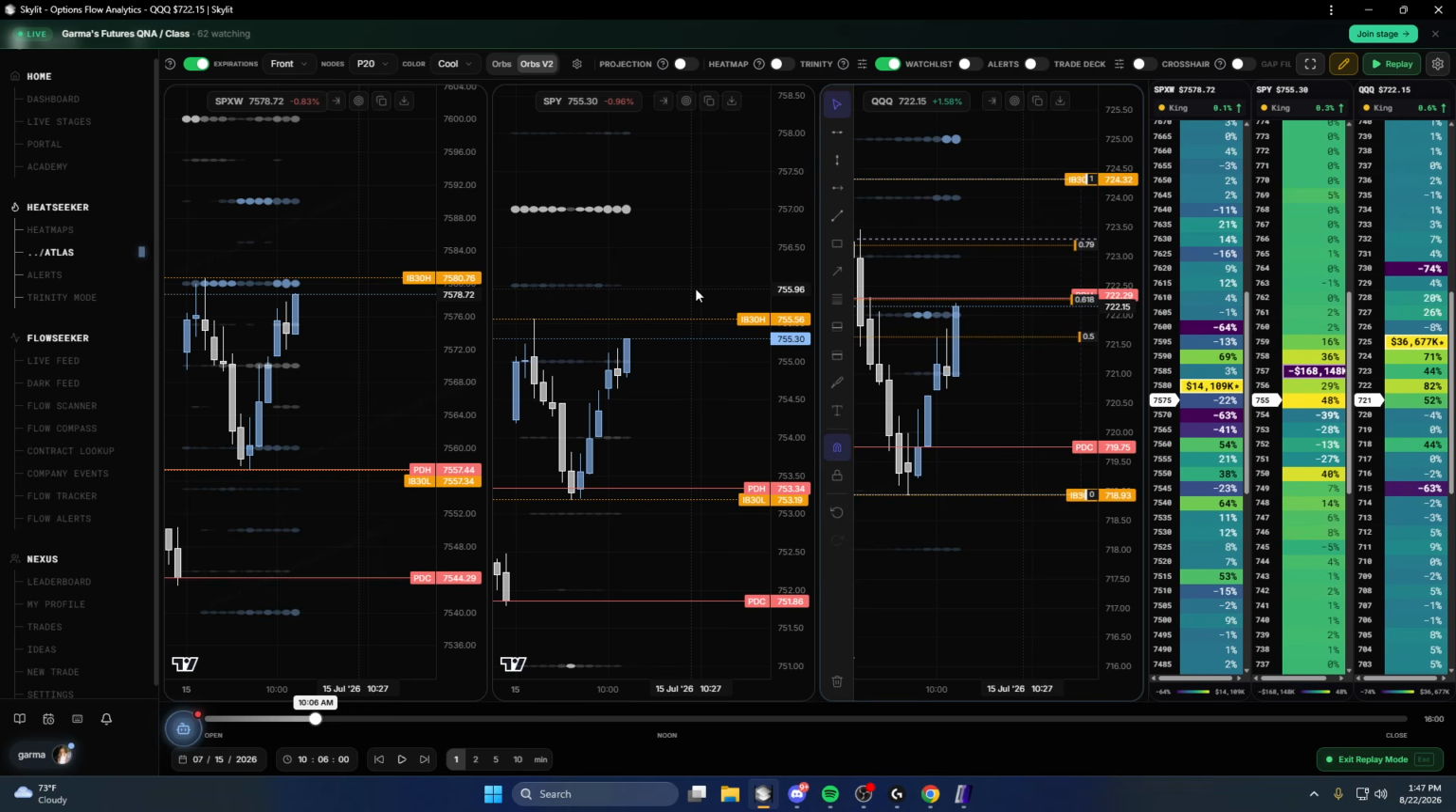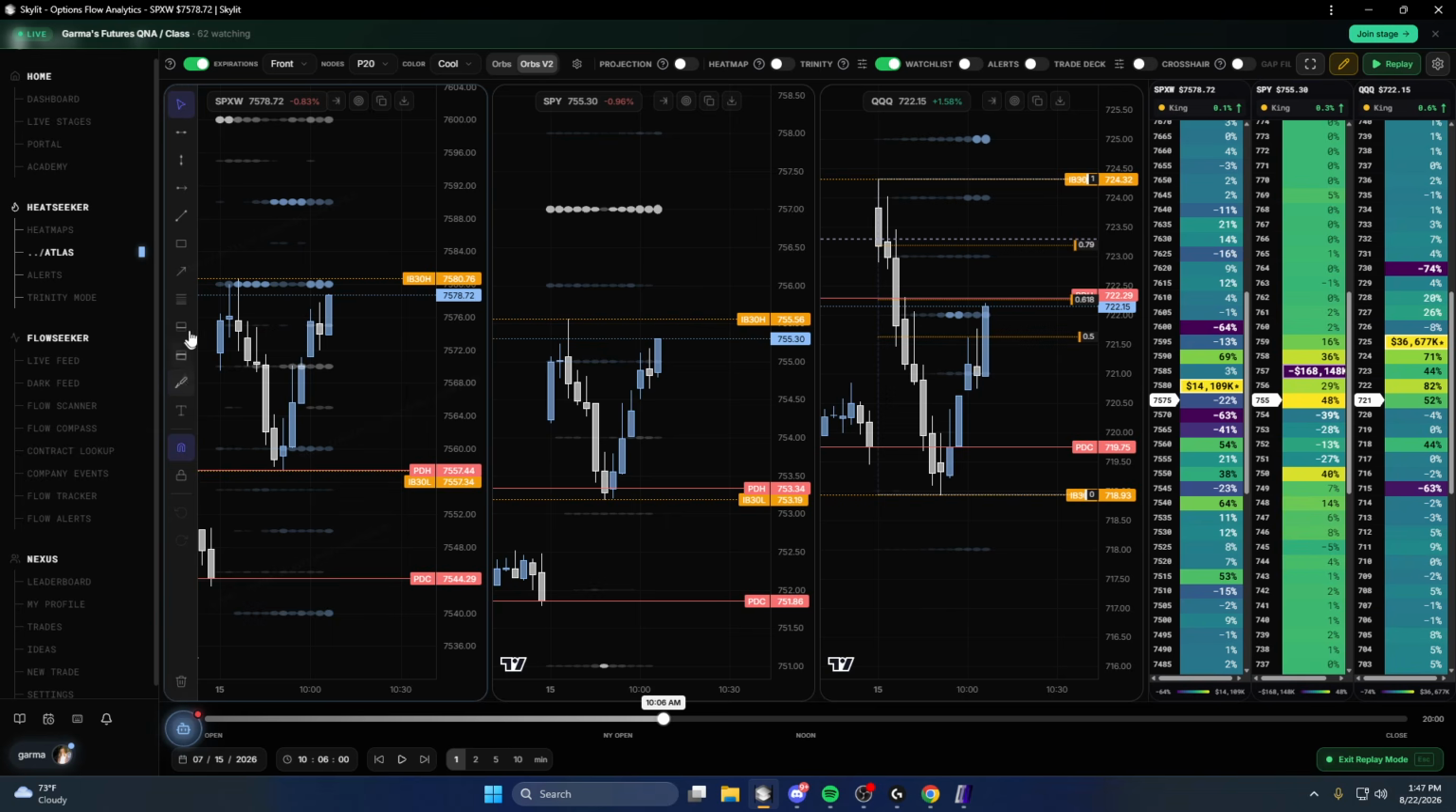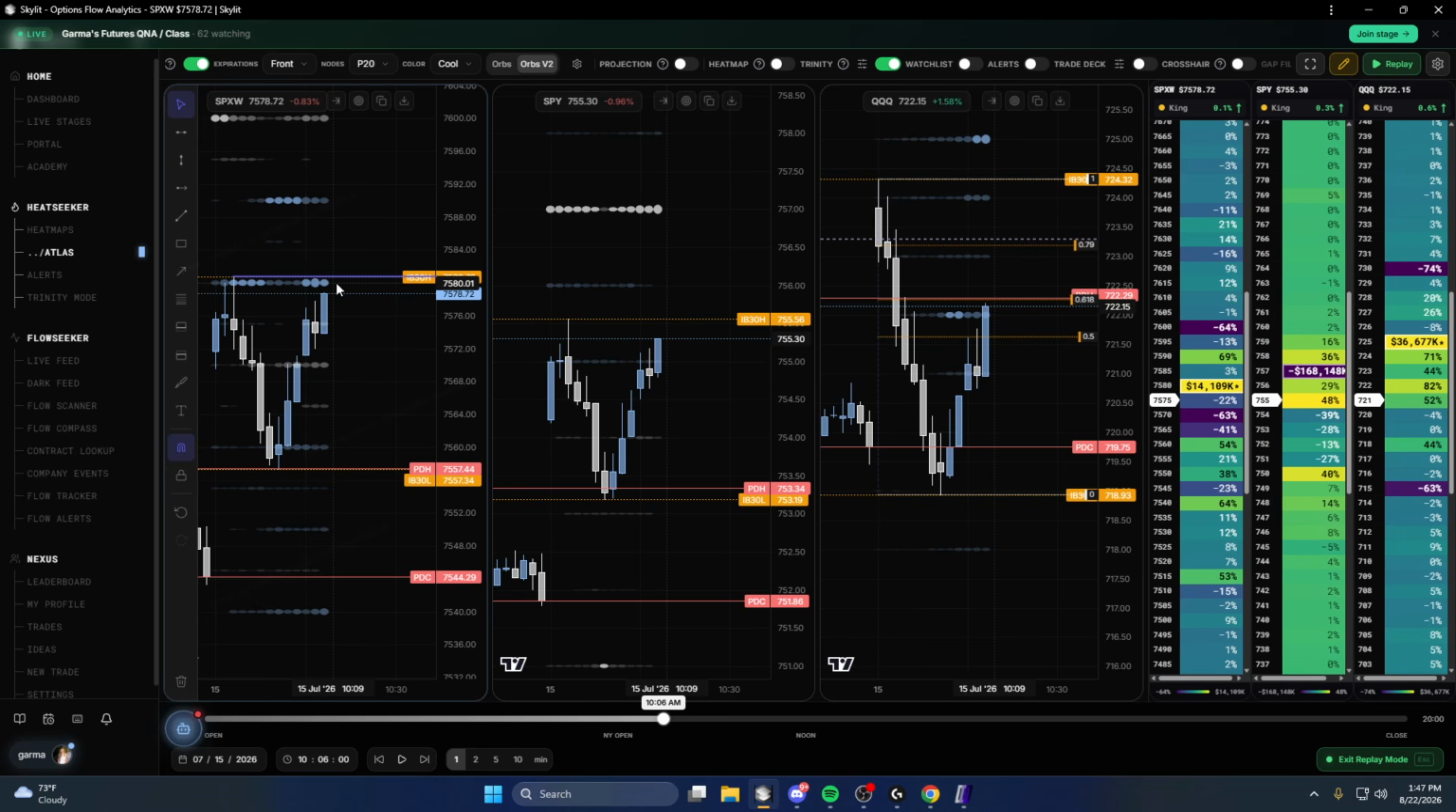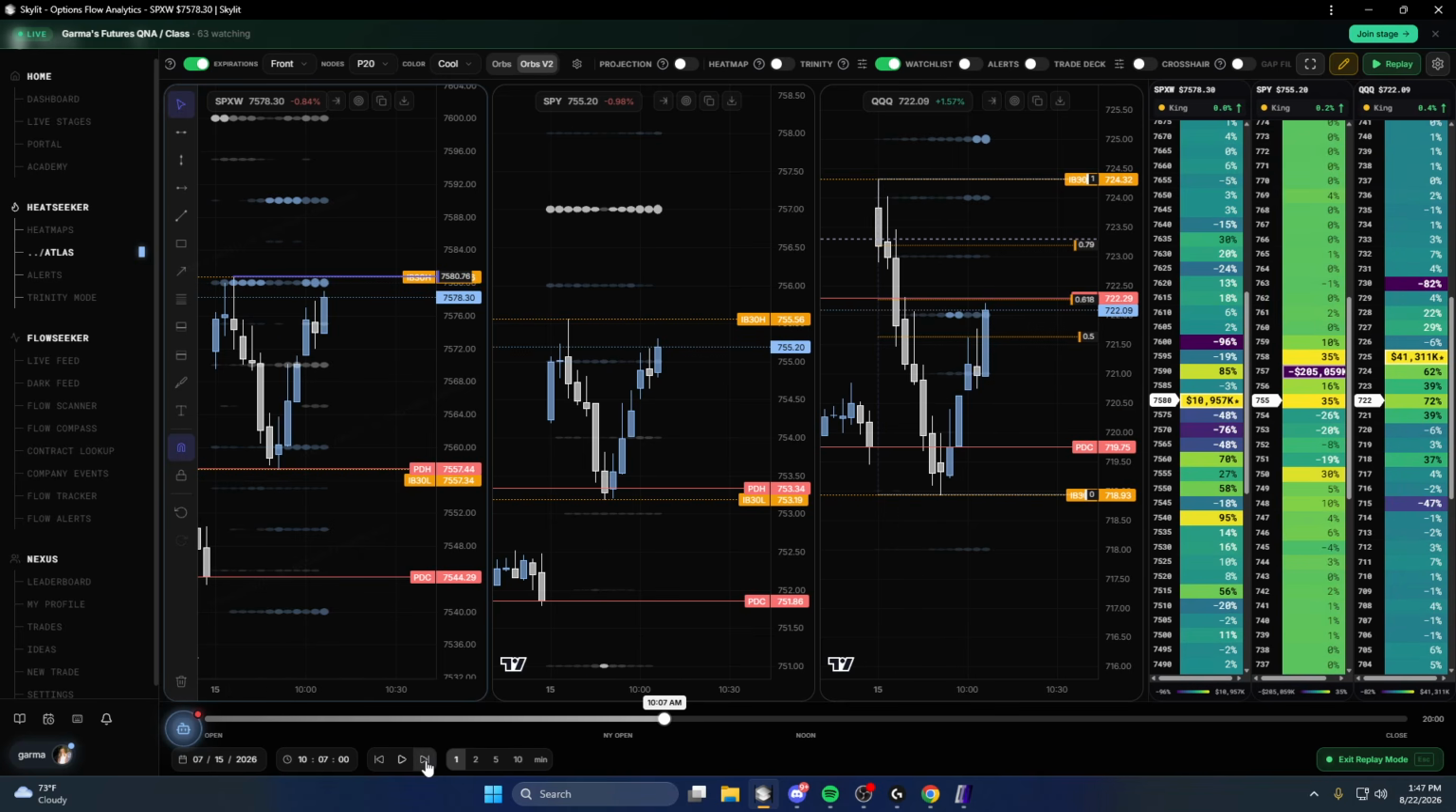QQQ is hitting the 618, and this is pretty much a double top here on SPX, right? We have the sweep that could occur, that double top, and then we also have the king node deflection. So the maps seem pretty aligned here. I would be looking for a short off of this.